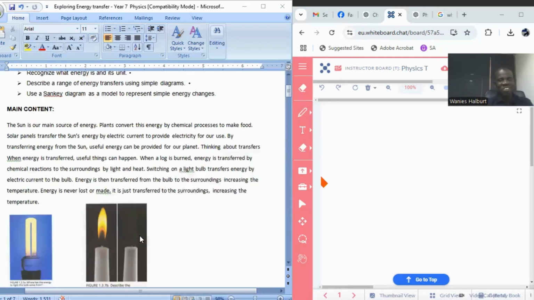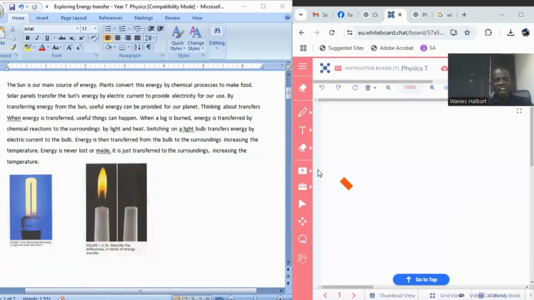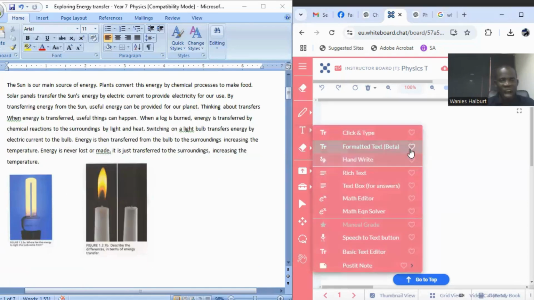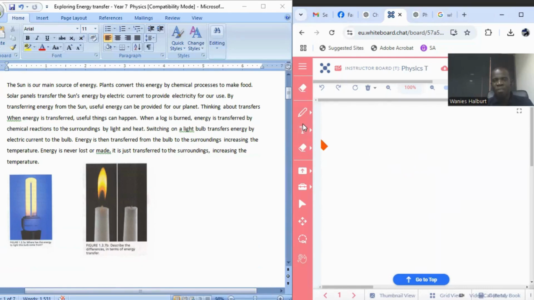Look at this now. Look at the diagram. If you check the diagram, we have two things there. We have the bulb there.